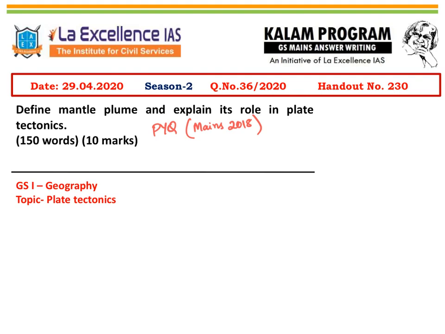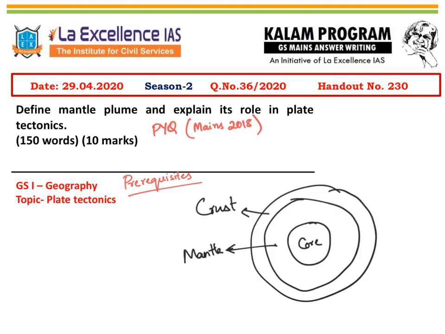If we look at some of the prerequisites required to answer this question, we need to have a conceptual understanding of the basic processes. What is meant by mantle plume? If this is the cross section of the earth and this is the core, this is the mantle and this is the crust, mantle plume refers to a narrow column of hot rock which is moving from the deeper part of the mantle. This is the deeper part of the mantle and this is the superficial part. From the deeper part of the mantle, this column of hot rock is moving towards the surface, that is towards the mantle and crust junction.